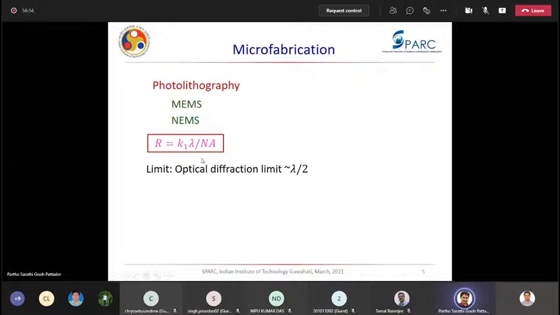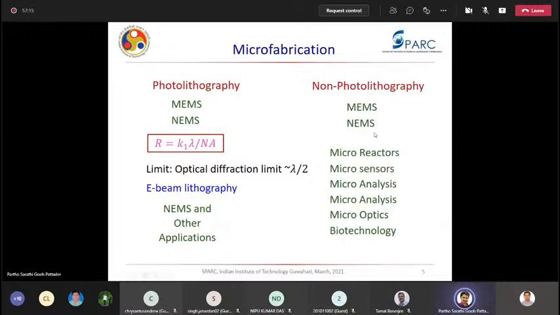Okay. So then comes e-beam lithography. It has more resolution. For nanoelectromechanical systems and other applications, mostly these days e-beam lithography is used alongside photolithography. And there are other non-photolithographic techniques also used these days in MEMS and NEMS, and they also have very high resolutions. We will also discuss these non-photolithographic techniques in this lecture. And lastly, we'll show one method by which you will be able to prepare a microchannel on your own. It is a very simple technique, so I'll show how to prepare these microchannels or microfluidic devices.